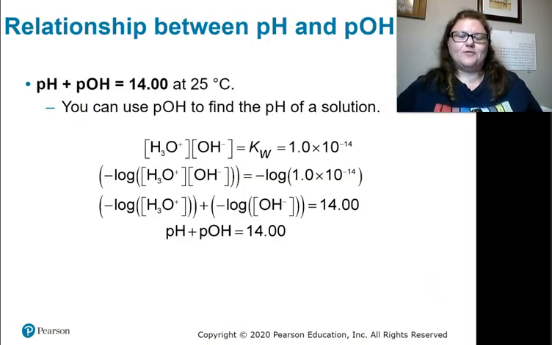Okay, so here's how they relate to each other. So pH plus pOH is 14. Again, this is room temperature. You can use the pOH to find the pH, right? So you need to know all these relationships, okay? The 14 is very significant because that's our Kw, right? And so this is going from Kw to the statement that we just learned, pH plus pOH. So all this is a bunch of scary looking math to just get us to that equation.